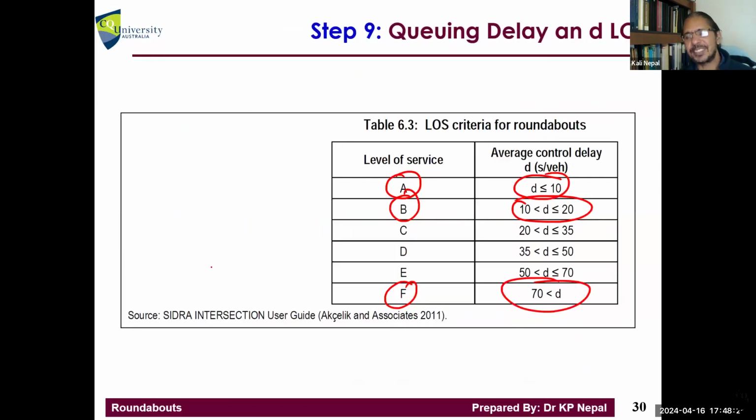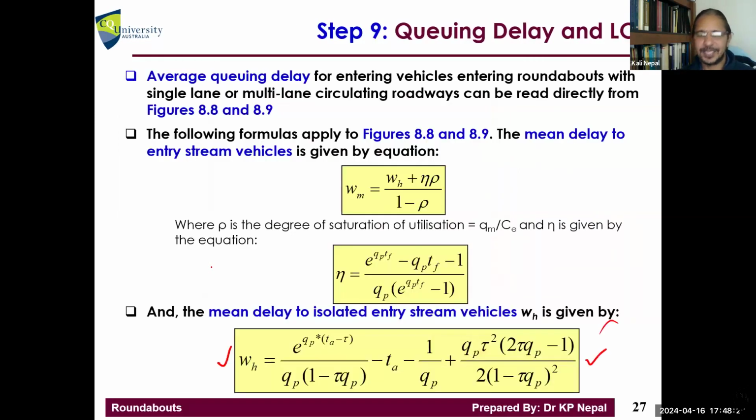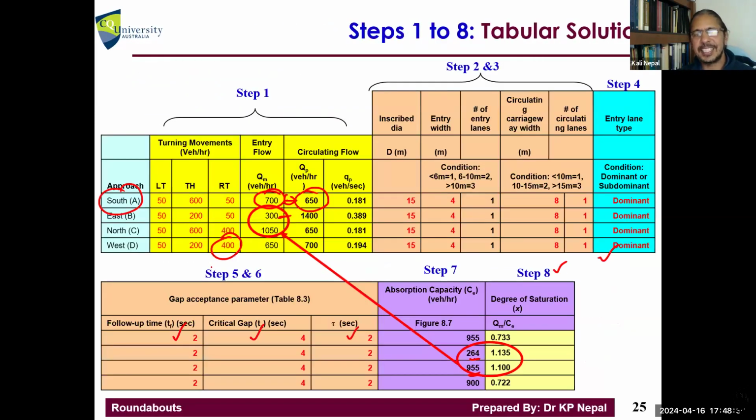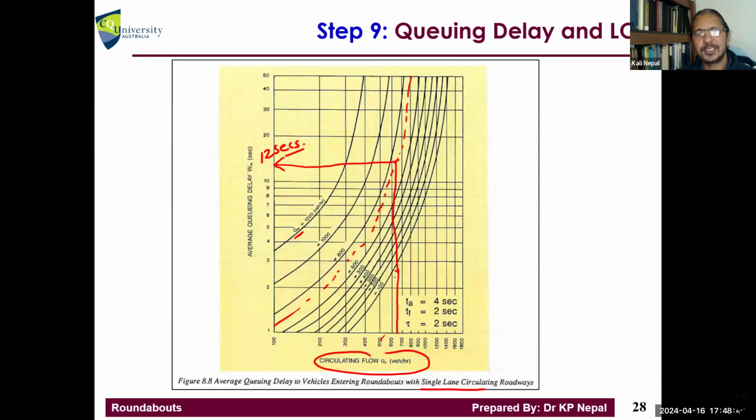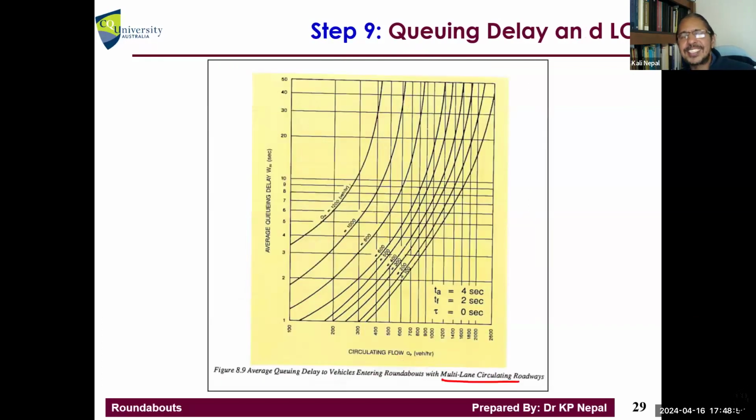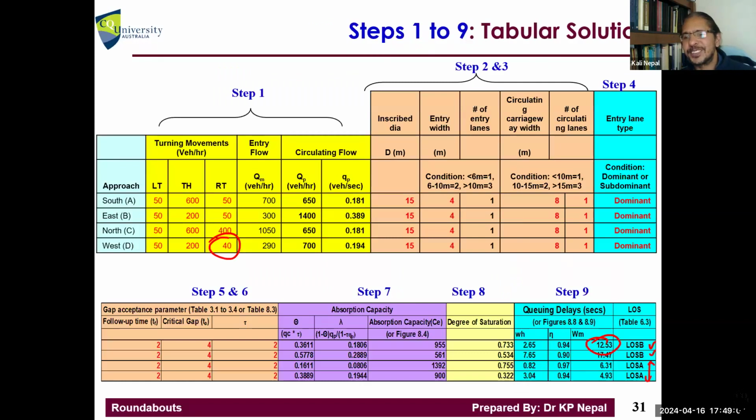Otherwise, what happens? Can I show you one thing, the delay calculation? Let's say 955 is the capacity, and 1050 is the entry flow. Let's say circulating flow is 650, entry flow is 1050. If I go here, circulating flow is, how much was that? 9 something. It goes out of the graph. So we can't calculate those, right? It's a very long delay. So that's why I just changed the data there to make sure you have some calculation.